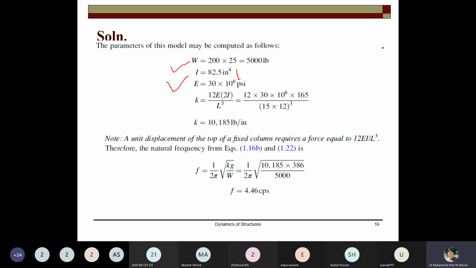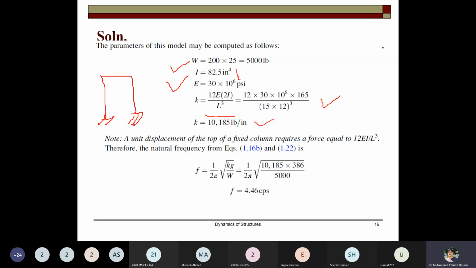Now what is the stiffness when the top of the beam is rigid? In this case, the stiffness is 12 EI over L cubed. This is the stiffness in this case. So you can compute the stiffness. Why is this multiplied by 2? Because there are two columns. So the K is 12 into EI over L cubed, and you can compute the stiffness.